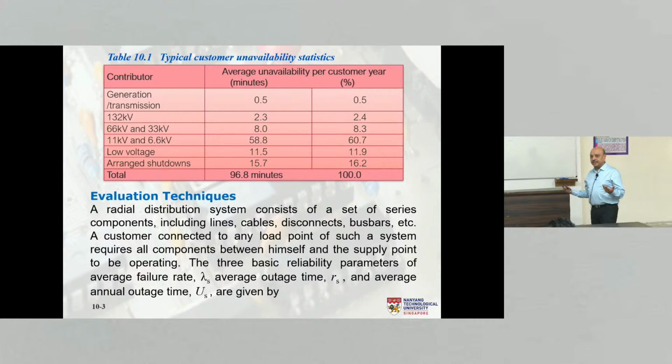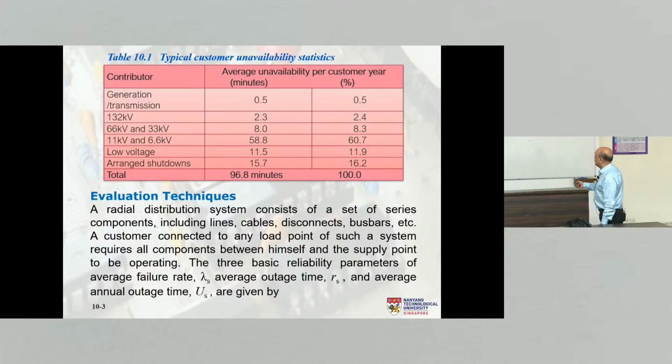So when components are connected in series, we have learned that lambda is equal to lambda 1 plus lambda 2 plus lambda 3, right? And then we can find the R and we can find the U, correct? If components are connected in parallel, we also have equations. We have learned all that in the failure modes and effects analysis, in the minimal cut set technique, and so on.